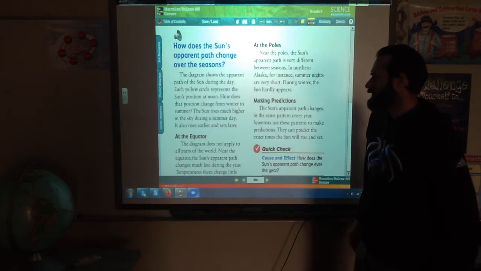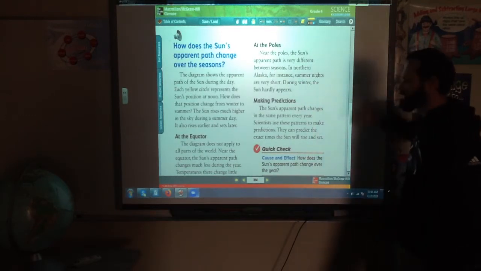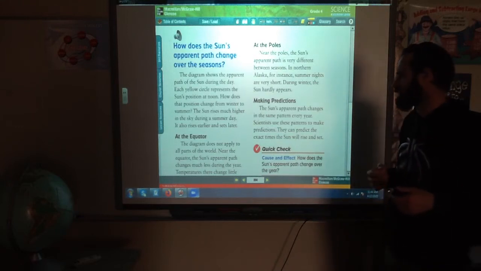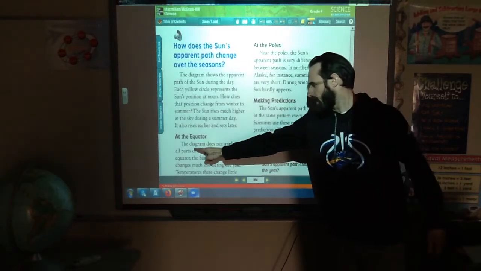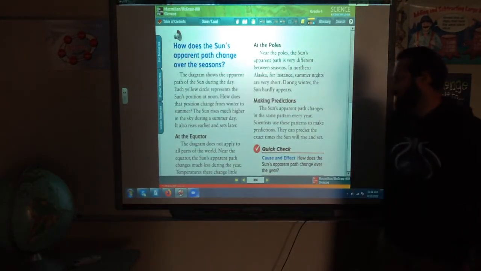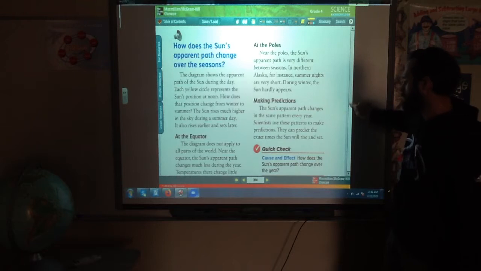The sun rises much higher into the sky during a summer day. It also rises earlier and sets later. And that's not a surprise. You know that summer days are longer. At the equator, the diagram does not apply to all parts of the world. Near the equator, the sun's apparent path changes much less during the year. Temperatures there change little.